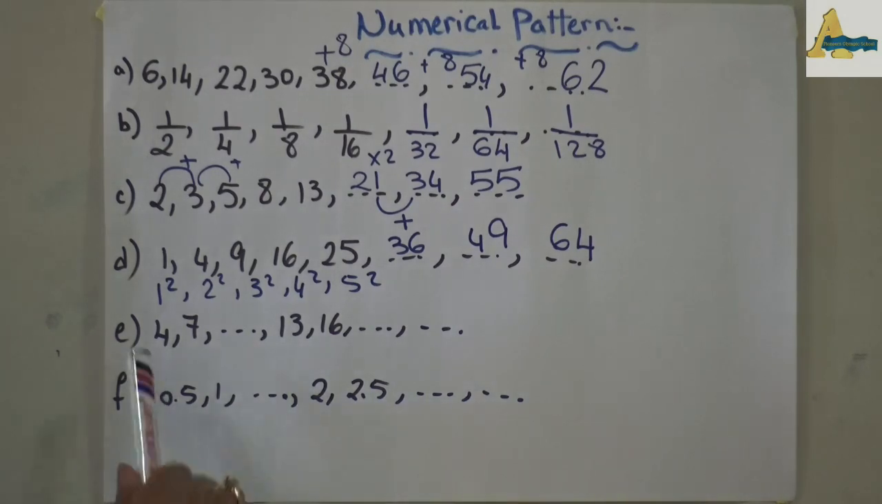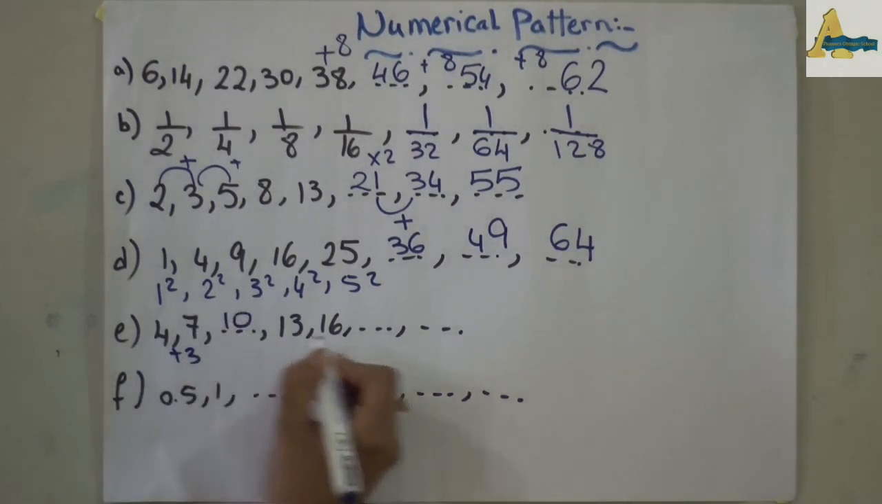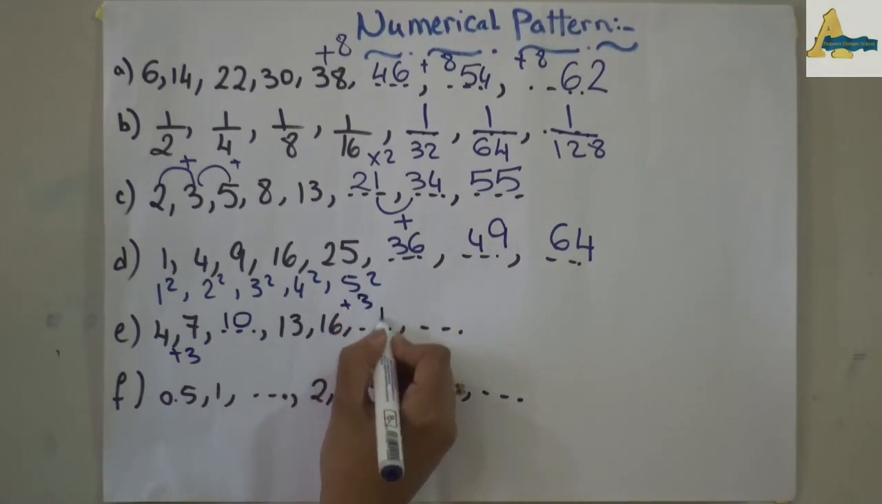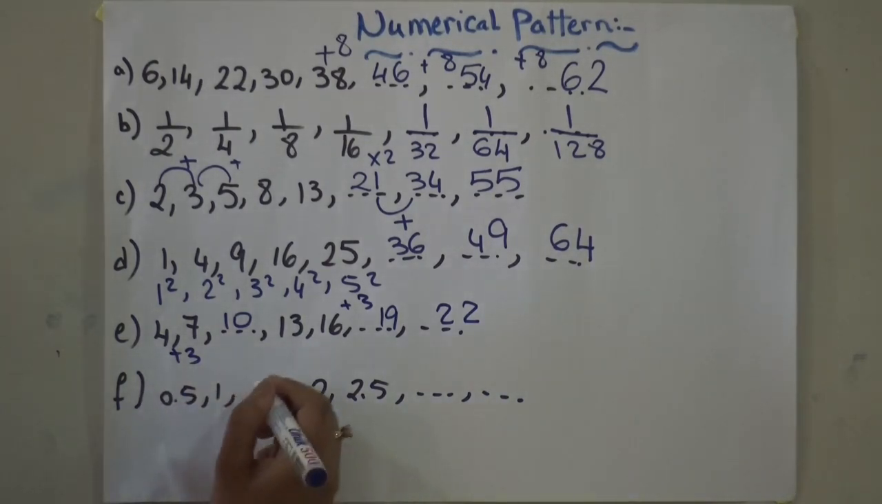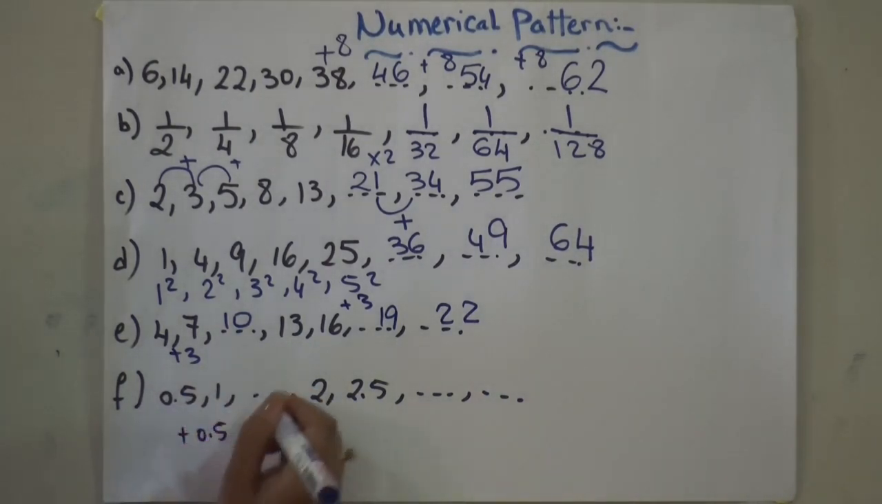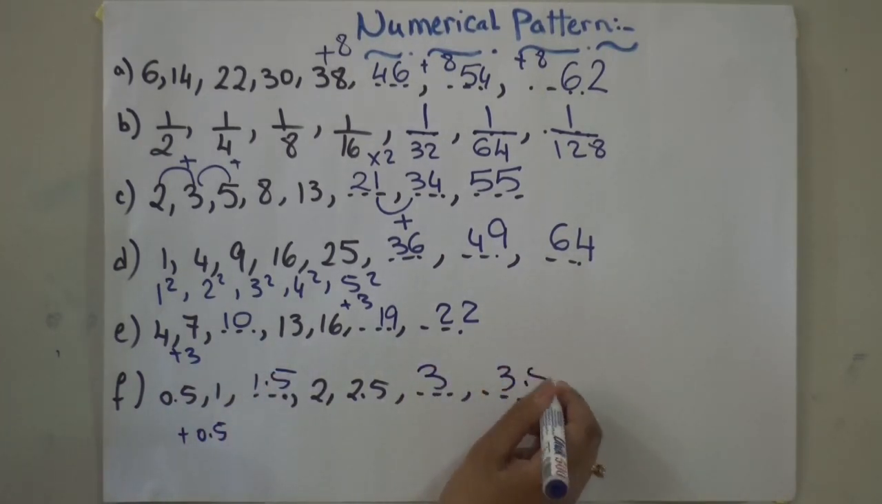Here I have 4, 7, I added 3, it will be 10, 16 plus 3, 19 plus 3, 22. Then 0.5, 1, I'm going to add 0.5, it will be 1.5, 2, 2.5, 3, 3.5.